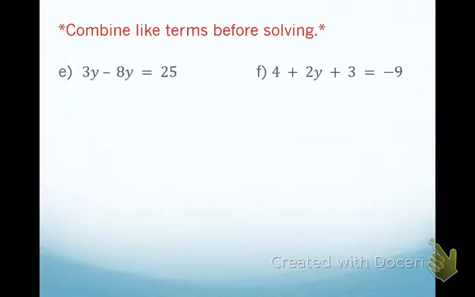So a new idea that I want to bring in here is something we've learned before. Combine the like terms before solving. So I want you to look over here on the left side. Can those terms be combined? Yes, because they're both in the y family, they're considered like terms. Nehemiah, what is 3y minus 8y? That is correct. Negative 5y. Drop down your equal sign, and it equals 25.